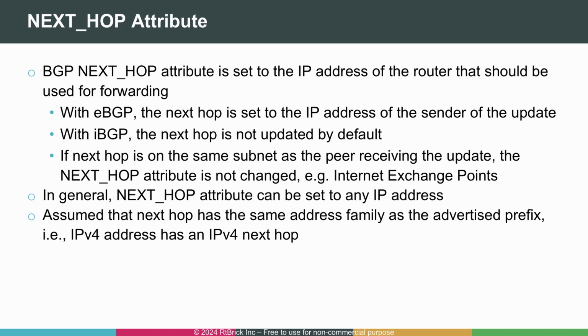It is assumed that the next hop has the same address family as the prefix being advertised. For instance, an IPv4 prefix has an IPv4 next hop, and an IPv6 prefix has an IPv6 next hop. We will see in Part 2 that this assumption is not always true, especially when dealing with VPN routes.